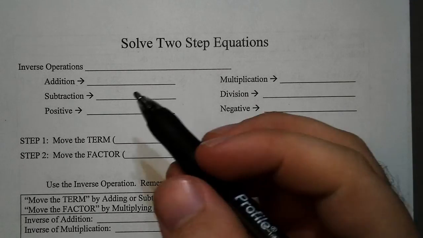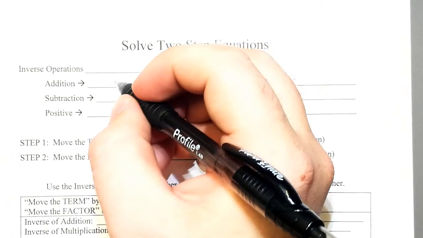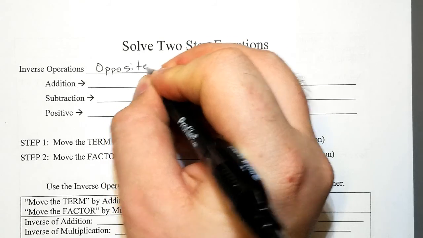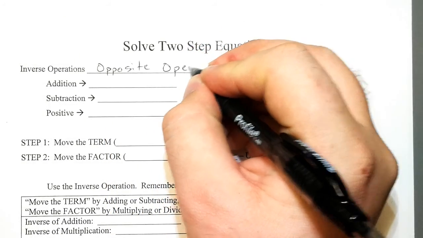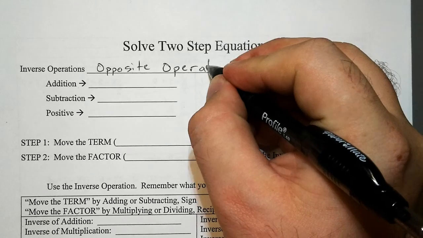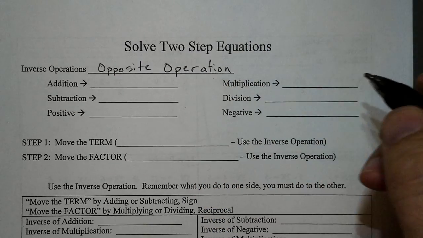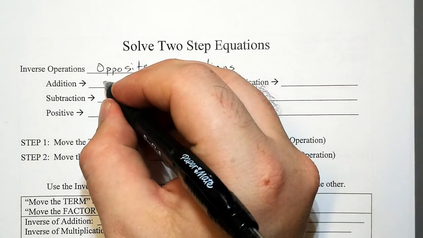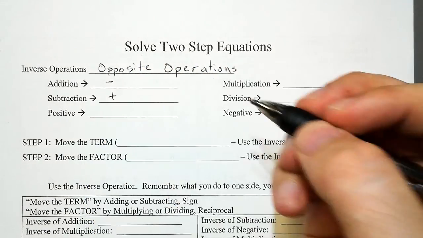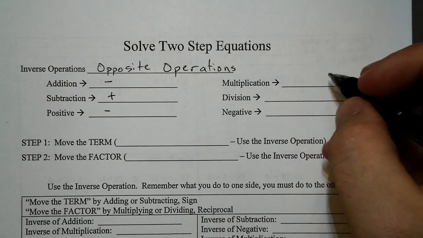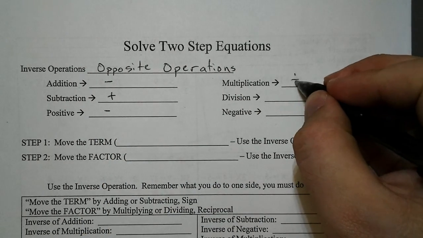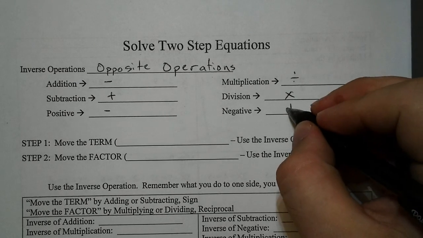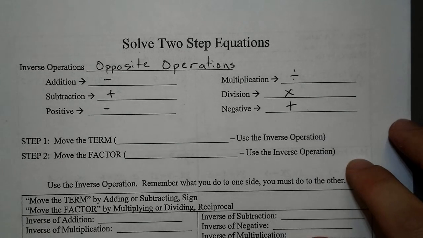Now, just like on the 1-step, we're going to use the inverse operations, which inverse means opposite. And that's going to be how we can move either the x's or the numbers from one side to the other. The opposite of addition is subtraction. Subtraction is addition. Positive is negative. Multiplication is division. Division is multiplication. And the opposite of negative is positive, just like what we did yesterday.